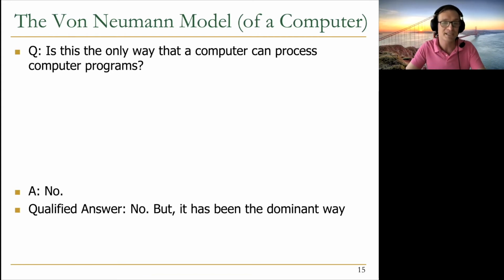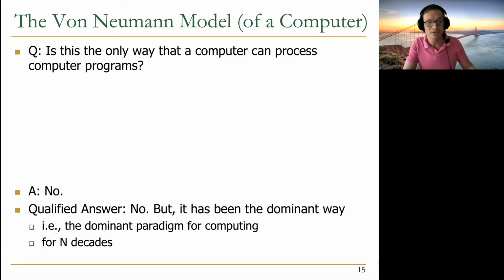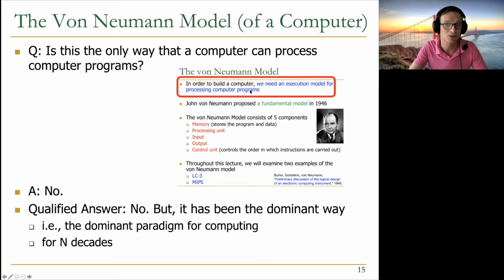But this way of processing, the von Neumann model of processing, has been the dominant paradigm for computing for decades and decades, for essentially more than 70 years or so. But maybe it's time to change some of that going into the future, given that we're having a lot of trouble with data movement and memory accesses, as we discussed earlier, and as we're going to discuss even more. But basically, if you remember the slide that I put up in one of the earlier lectures, we said in order to build a computer, we need an execution model for processing computer programs. What other possible execution models can there be? And I think this is a good idea for you to imagine.